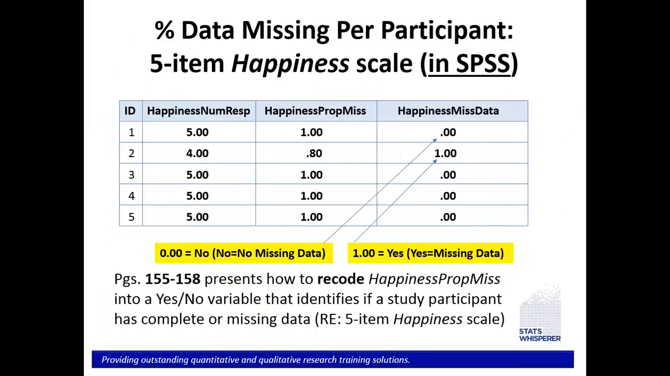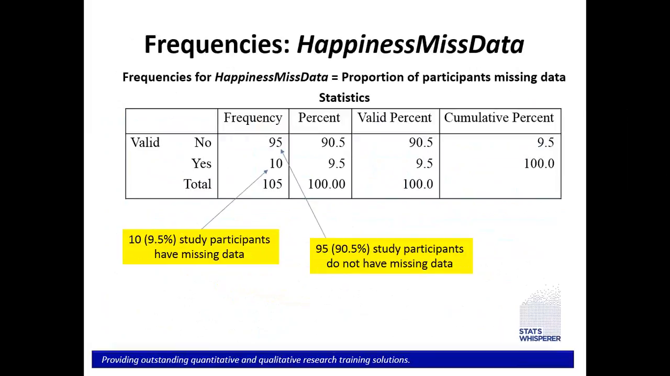So in other words, if we do a frequency on the happiness miss data, this is what it looks like. We can see here, the no means not missing data. There's 95 study participants that do not have missing data. And then 10 under yes, missing data. Yes, there are 10 study participants that have some missing data. And those are the ones that go from the 80%, 60%, and 40% under the other variable.